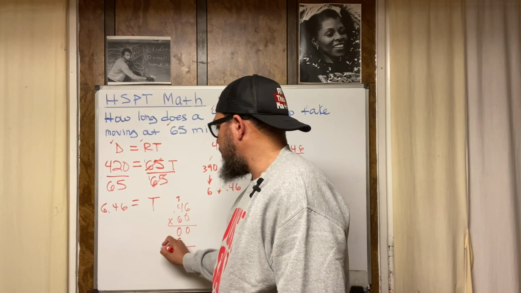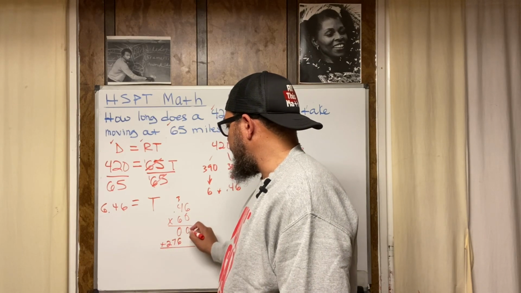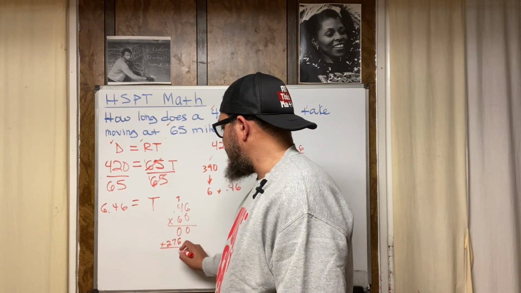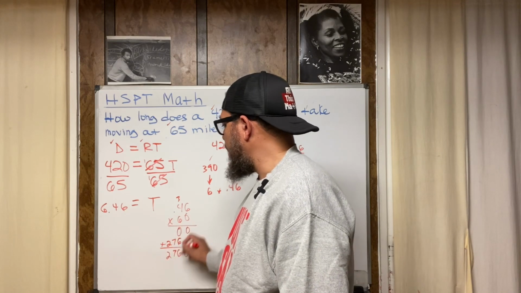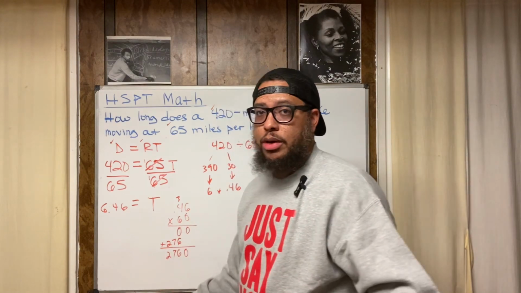Draw your bar. Put your plus sign. And do your addition. 0 plus nothing is 0. 0 plus 6 is 6. Nothing plus 7 is 7. Nothing plus 2 is 2. Now, where does the decimal point go?